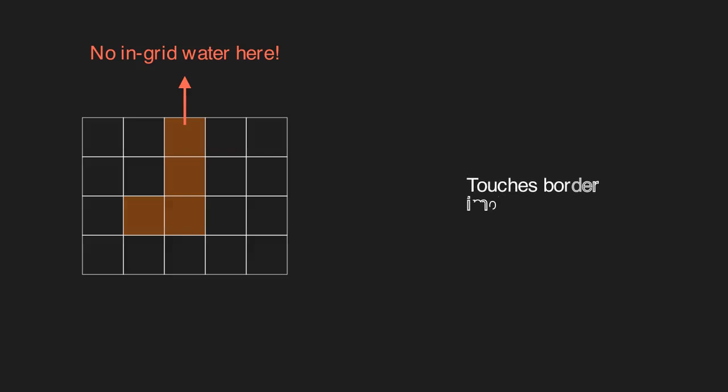First, prove the forward obstruction. Suppose a land component contains a border cell. A border cell has at least one side facing outside the grid, so that side is not enclosed by an in-grid water cell. Consequently, the component is not surrounded by water on all four sides. Thus, border contact implies that the island is not closed.